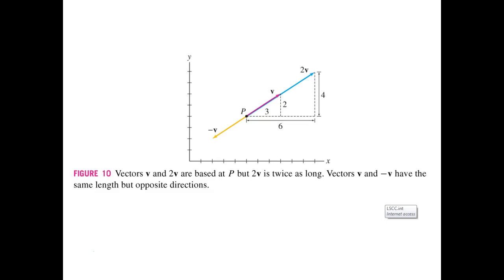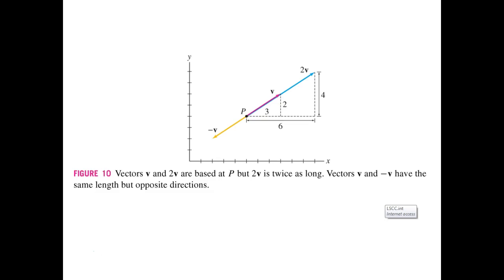Here's a vector v, the red vector v. If you multiply that by a scalar greater than 1, as in 2, then that would give you double the magnitude, but have exactly the same direction. The vectors v and 2v are based at p, but 2v is twice as long.